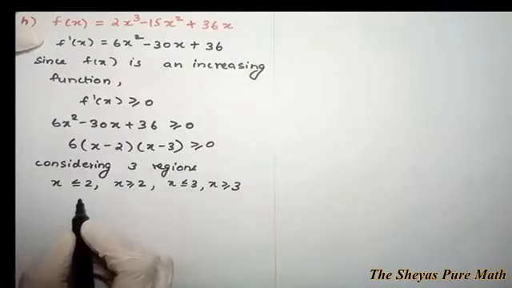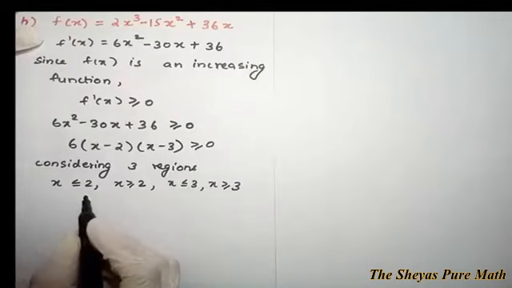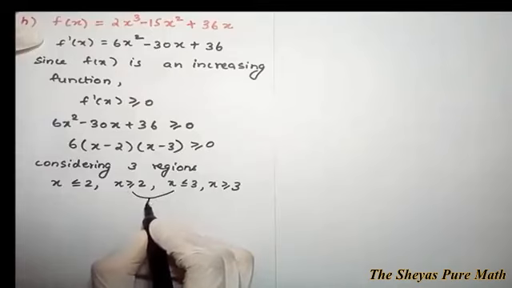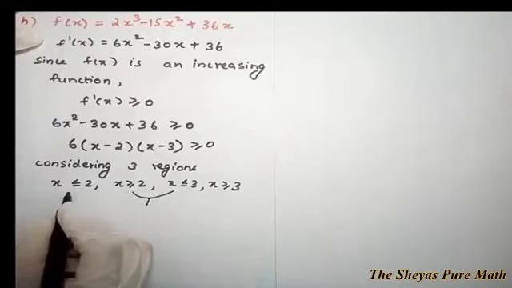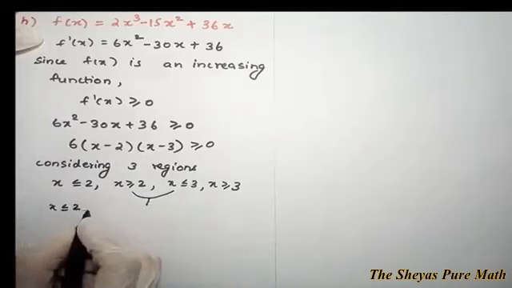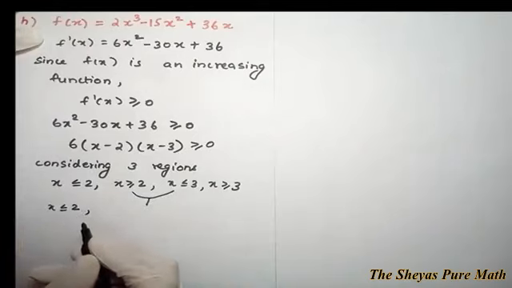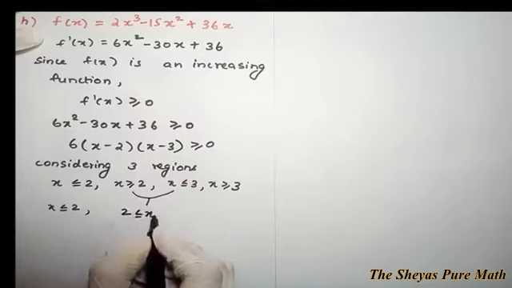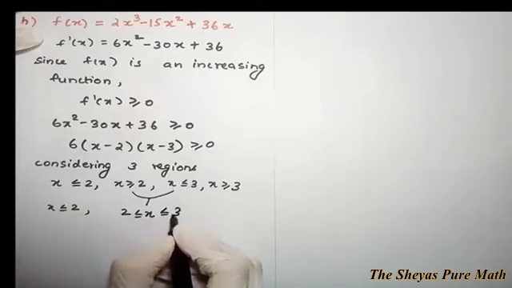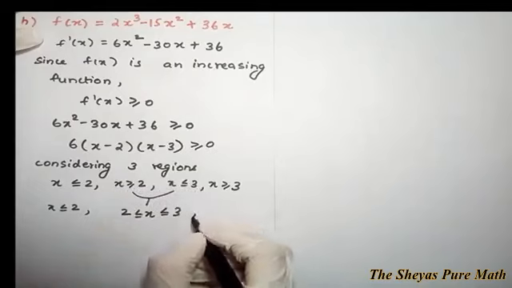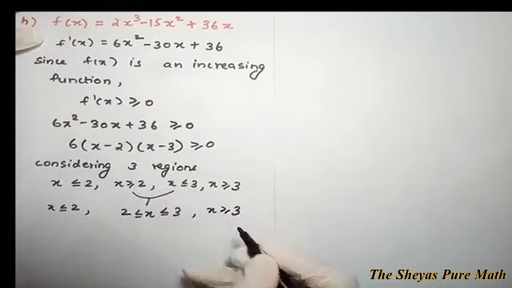So here what I am doing is, I am linking these two regions. I am making these two regions as a single region. See, I am keeping this region as such, x less than or equal to 2, then 2 less than or equal to x less than or equal to 3, and the other region x greater than or equal to 3.